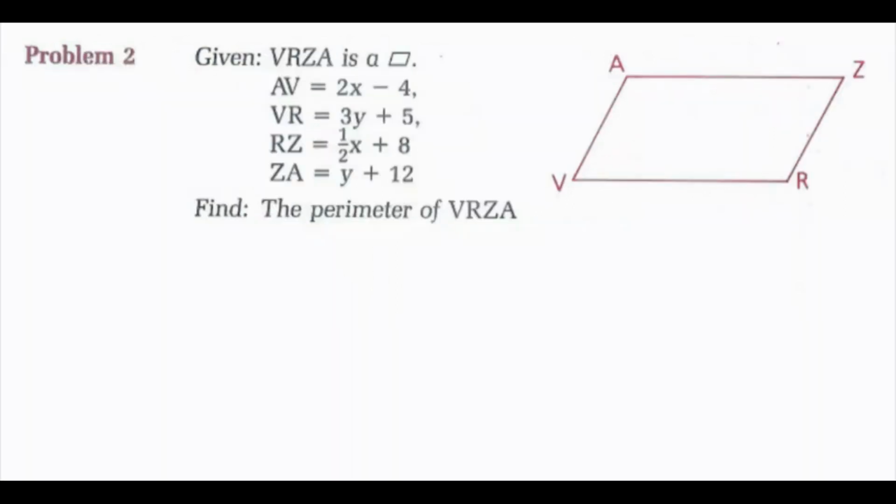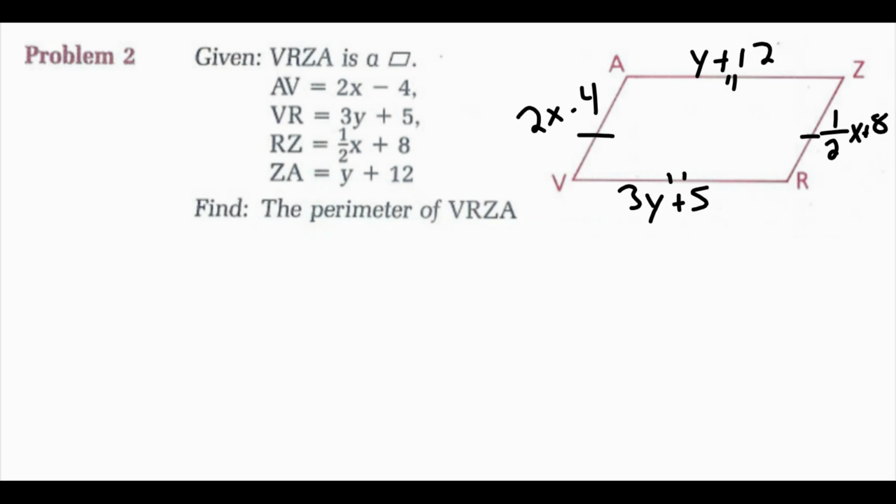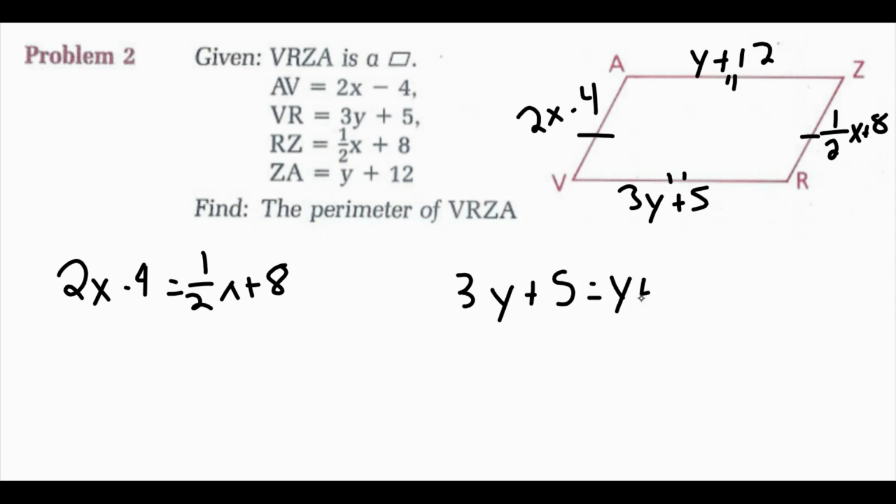Looking at problem 2, we're given that VRZA is a parallelogram and expressions for each side. I want to find the perimeter of VRZA. So I know that in a parallelogram, the opposite sides are congruent. So if I label each side with the expression, then I can set up equations to solve for x and y. If AV is 2x minus 4, VR is 3y plus 5, RZ is a half x plus 8, and then ZA is y plus 12. I know that AV is congruent to ZR, and then VR is congruent to AZ. So 2x minus 4 equals half x plus 8, and then 3y plus 5 equals y plus 12.